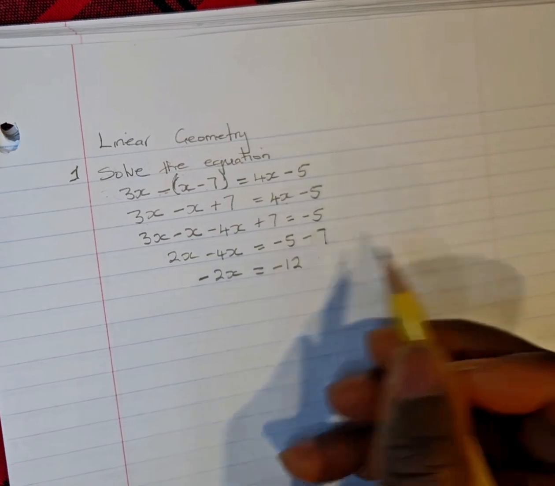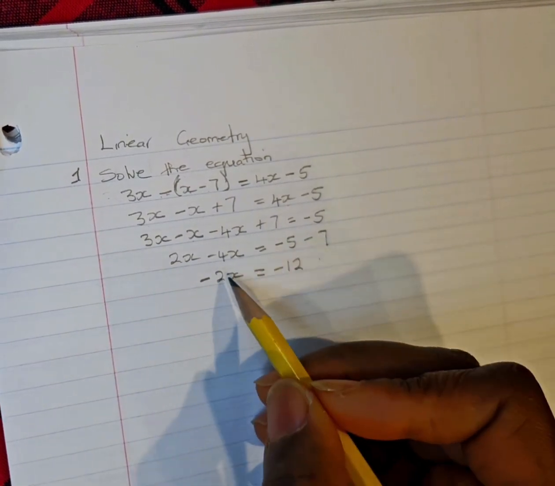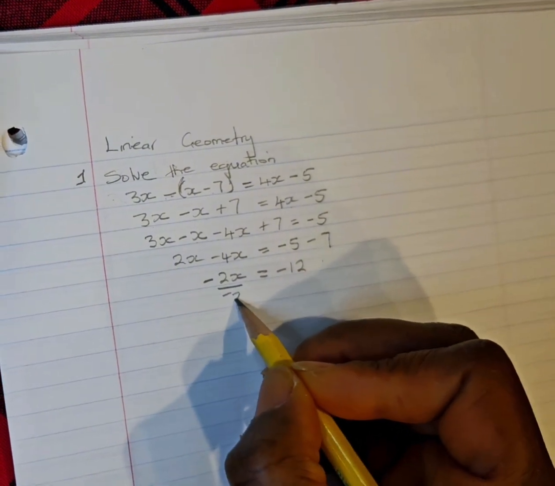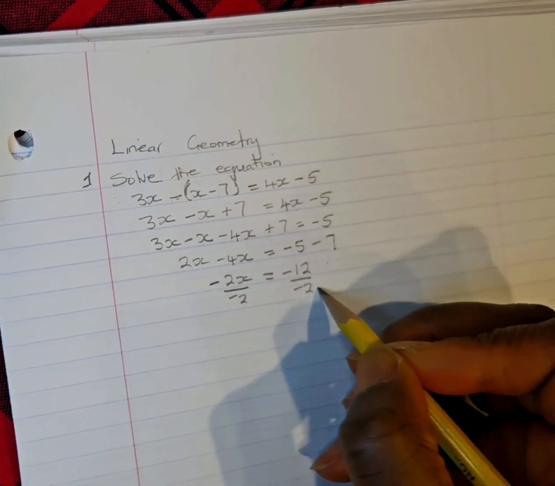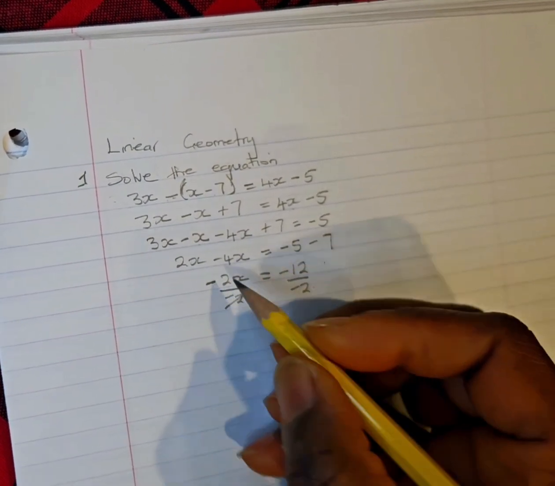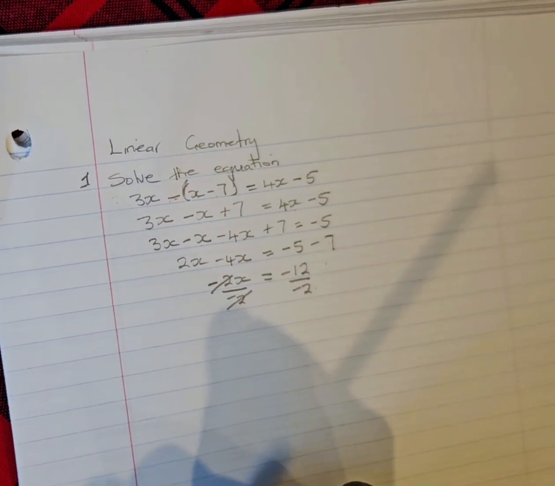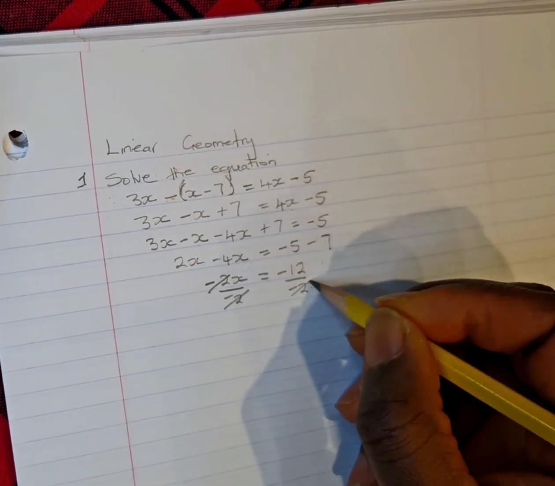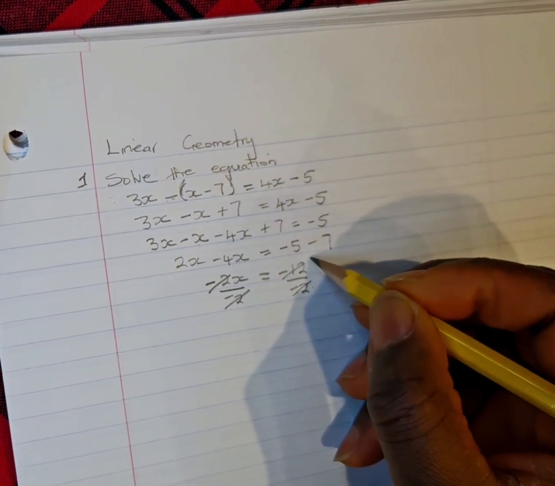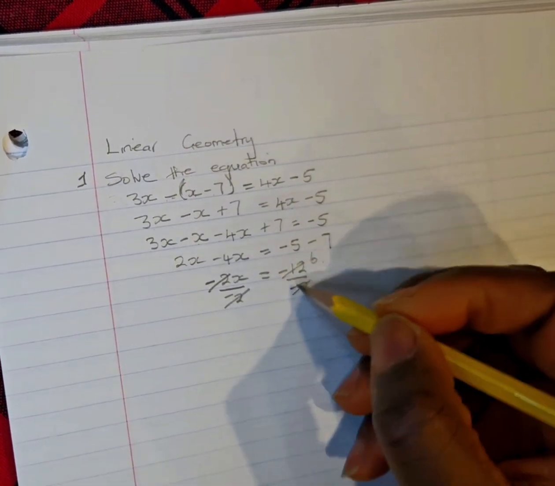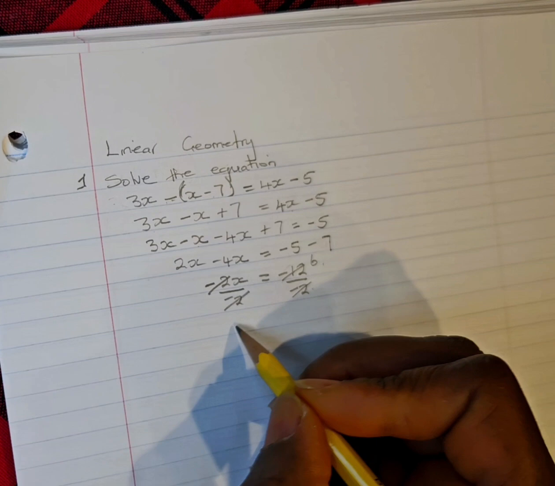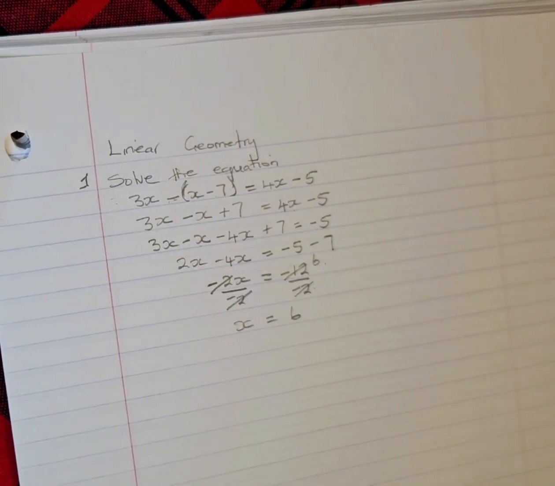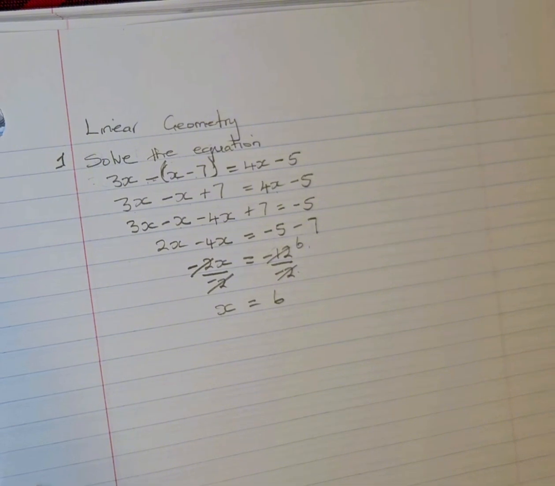Now I can divide both sides by minus 2 because I want to make x stand alone. So I'll have minus 2, and I will have minus 2 here. We'll cancel this minus 2. And then minus 2 will cancel minus 12 six times. You see the minus cancels the minus. So x will be equal to 6. So we have solved that problem.